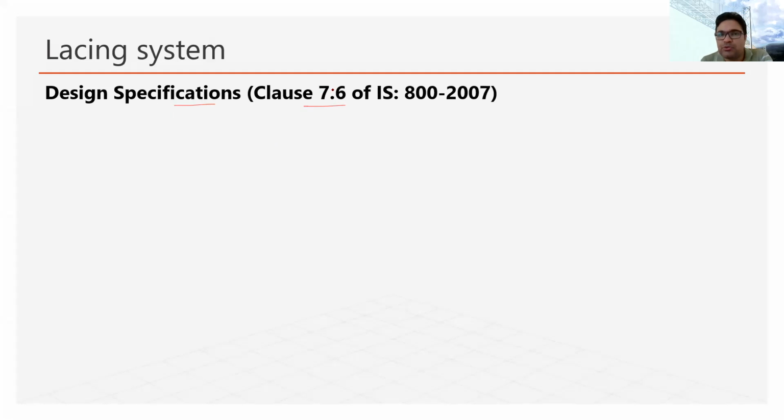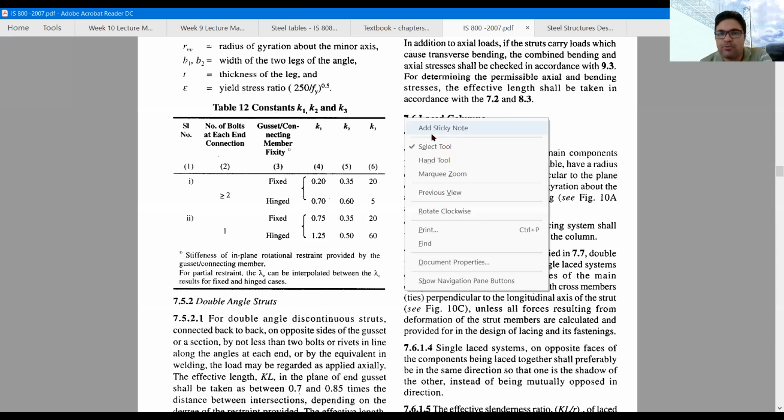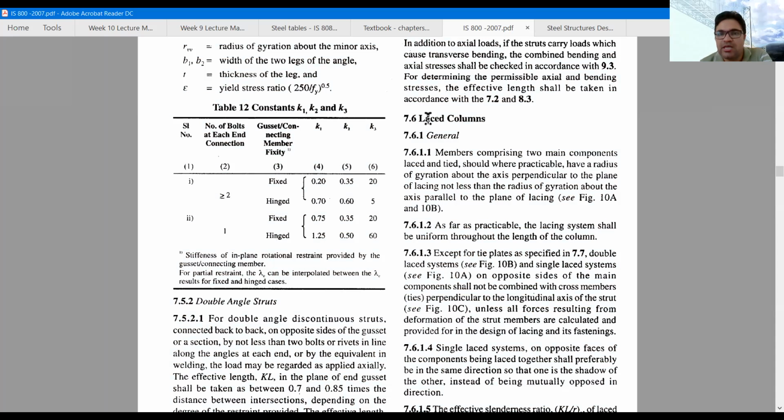First I will show you this clause and all the paragraphs that we are going to follow in our slide. So here you can see in the IS code, this is clause number 7.6. The whole clause we will be following. 7.6.1 is about the general specification, which I have already discussed. All these paragraphs we will be following.